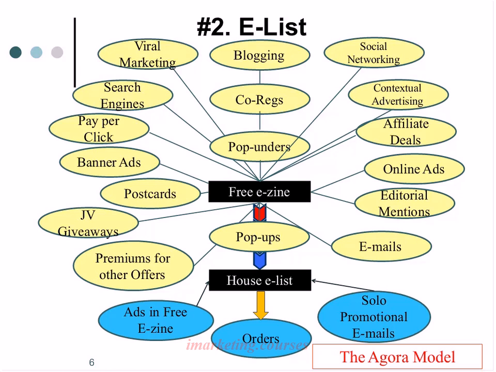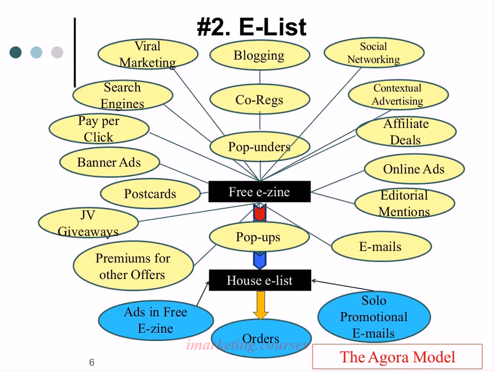And now you notice at the bottom two blue ovals. One says ads in free e-zine on the left, and on the right it says solo promotional email. The way you get people on your house list now that you have those names to buy something from you is you put a blurb or ad about a product you want to sell in your regular newsletter, or you send an email to your newsletter list that is not your regular newsletter, but is a solo email, and all it does is sell and promote one product, the one you are trying to sell.